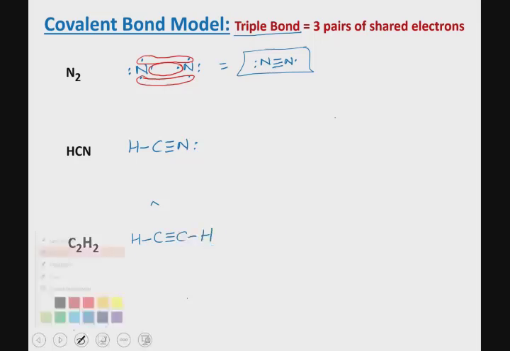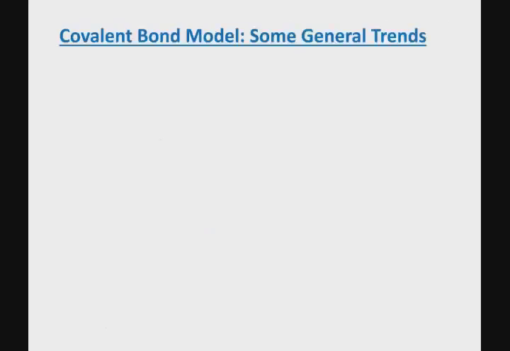So covalent bonds can be single covalent bonds, double covalent bonds, or triple covalent bonds. There are no other higher degree of bonding that exists between such atoms. So let's look at some general trends. Look at all the molecules that you've drawn structures for so far and evaluate these trends.